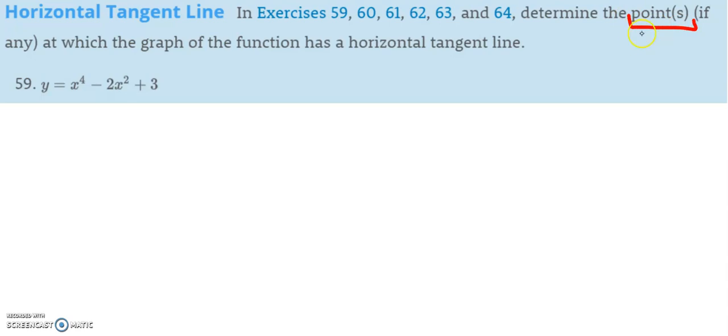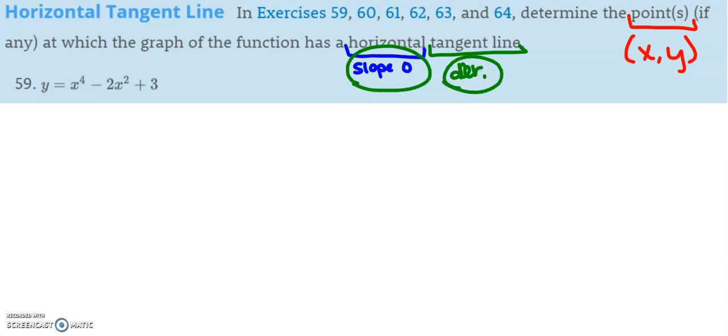First of all, it says determine the points, which means my final answer should be in an ordered pair because we're looking for a point. And then when I think about this, horizontal is going to mean a slope of 0, and a tangent line means the derivative. So I'm going to set my derivative equal to 0.